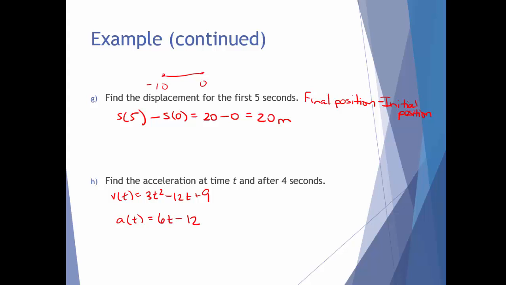And then the acceleration after 4 seconds is a of 4. And that's 6 times 4 minus 12. So that's 24 minus 12. It's 12. Now that's meters per second squared. Okay, don't forget that your acceleration will be your position measurement divided by your time measurement squared.